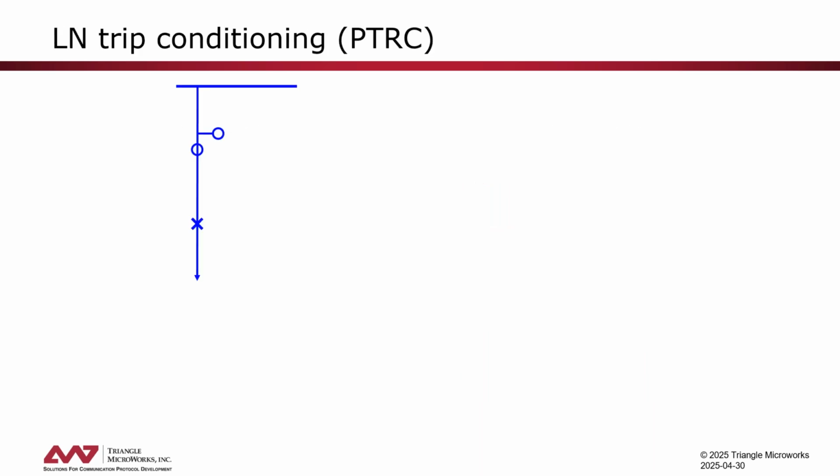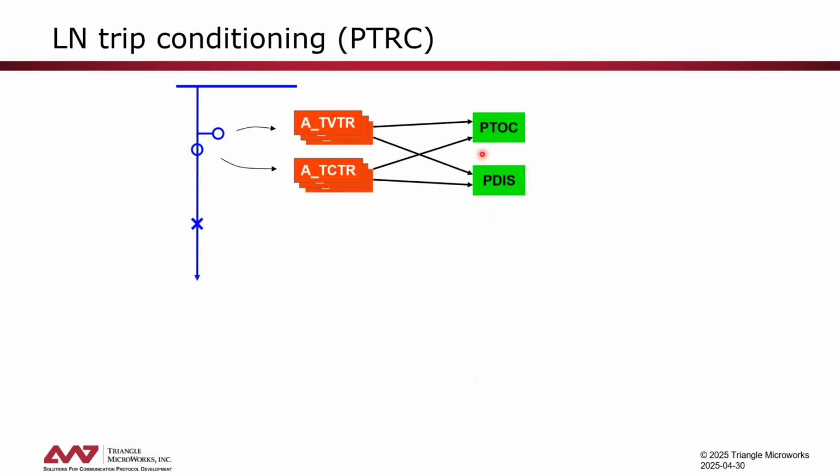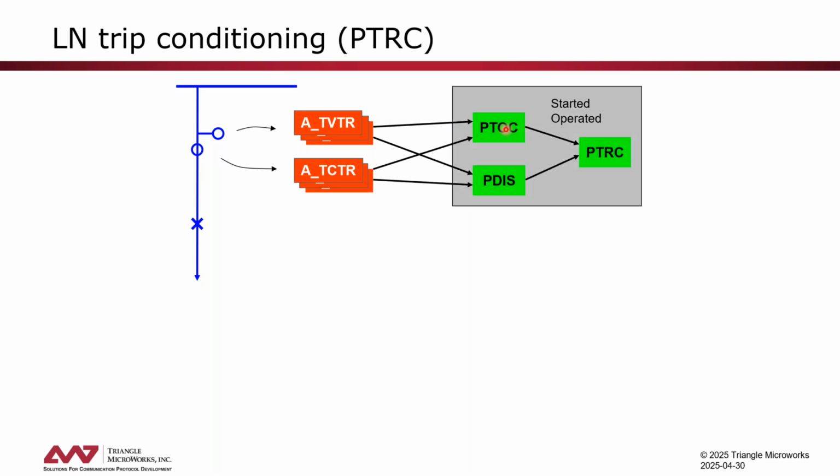Another element when we talk about protection is what we call the logical node trip conditioning, or PTRC. So typically a protection device has these different elements that will determine if the element started or operated, and then we have the trip logic in the relay, which is modeled through the PTRC, and that's where we get a trip output that goes down to the circuit breaker in order to operate.